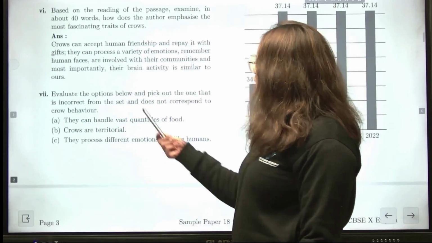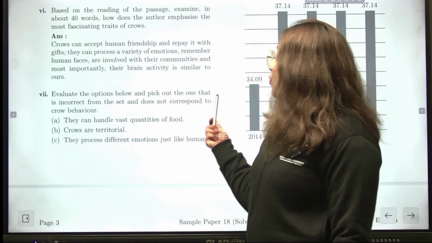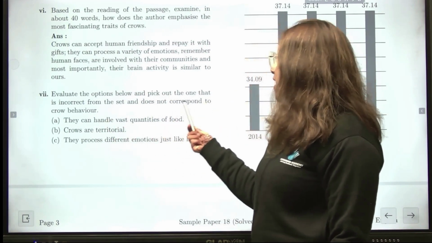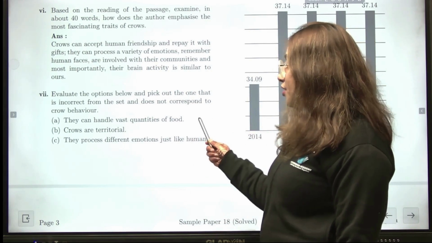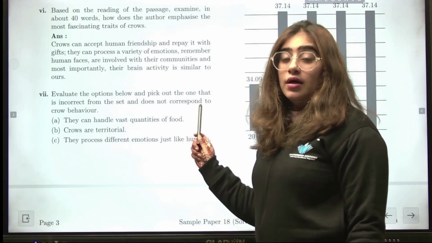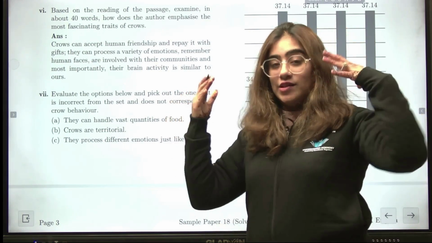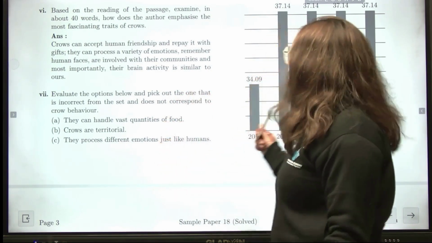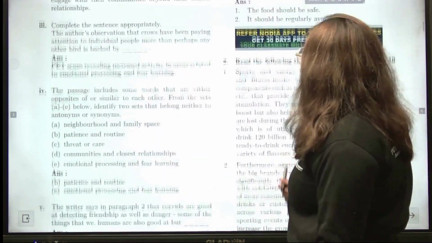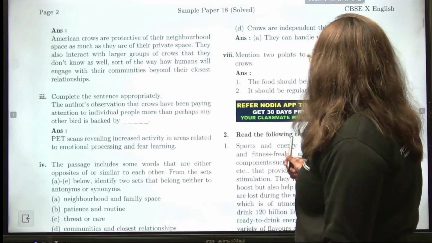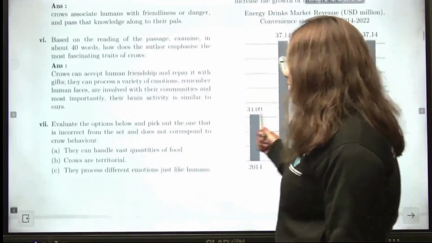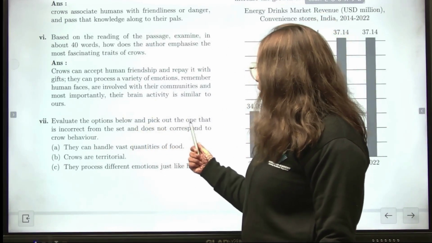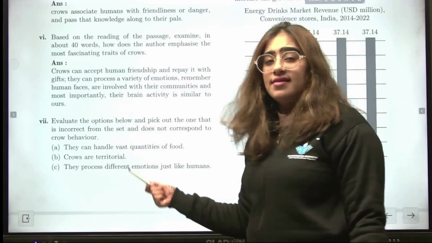ठीक है, now evaluate the option below and pick out the one that is incorrect from the set and does not correspond to crow behavior. They can handle vast quantity of food. No. बेसिकली इफ़ यू गिव वास्ट क्वांटिटी ऑफ फूड, तो इससे क्या होगा कि जितने भी क्रोज है ना वो इकट्ठे हो जाएंगे. ठीक है, सो यस दिस इज इनकरेक्ट. ठीक है, evaluate the option below and pick out the one which is incorrect. So I can say that this is incorrect.